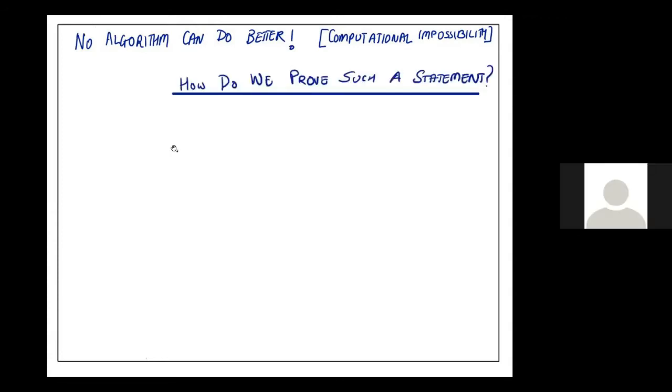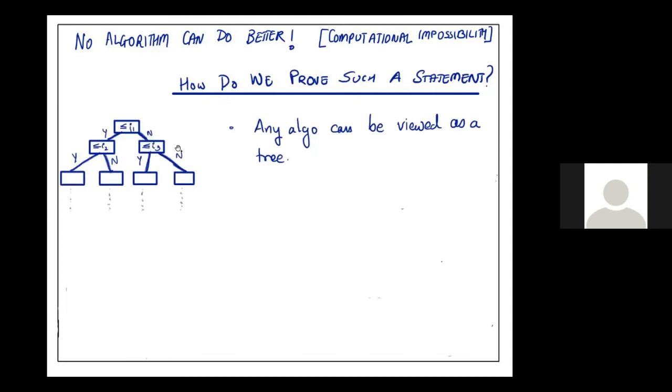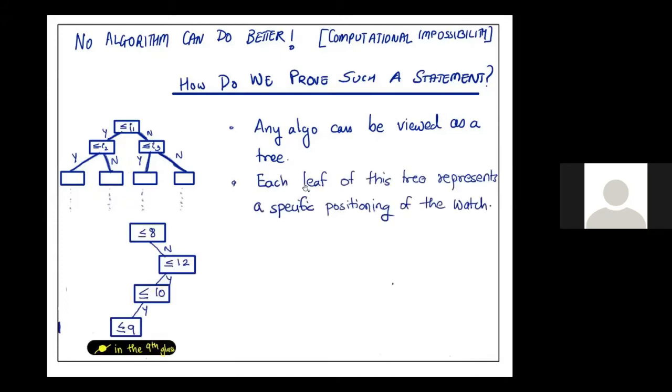And how does one prove such a statement? Well, we can visualize the algorithm that we are coming up with, asking these questions, as a tree. The algorithm can be viewed as a tree. Each leaf of the tree represents a specific positioning of the watch. There are n possible distinct placements of the watch. So what do I mean by this? For example, when the watch was inside the 9th glass, what were we asking?